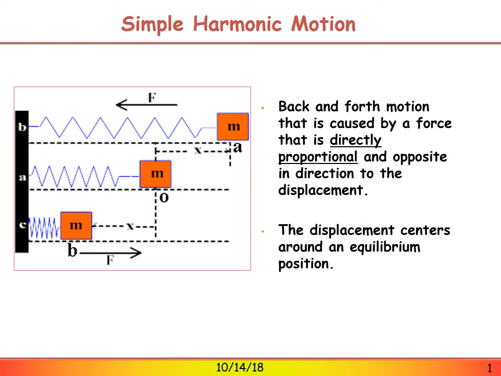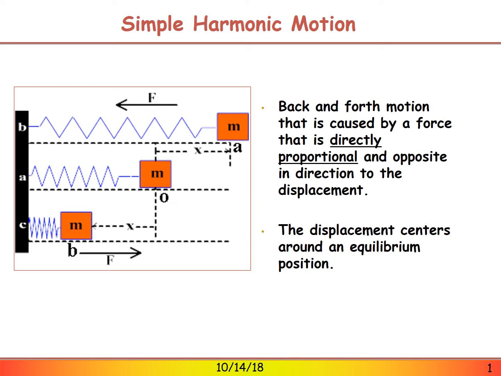Now we can start talking about simple harmonic motion. Simple harmonic motion, or oscillation, is back and forth motion caused by a force that is directly proportional and opposite in direction to the displacement. And the displacement centers around an equilibrium.